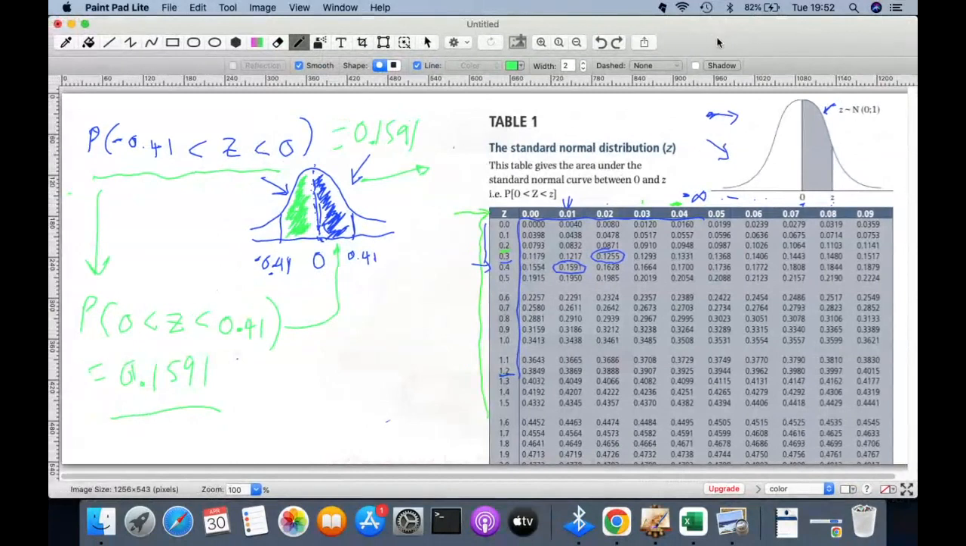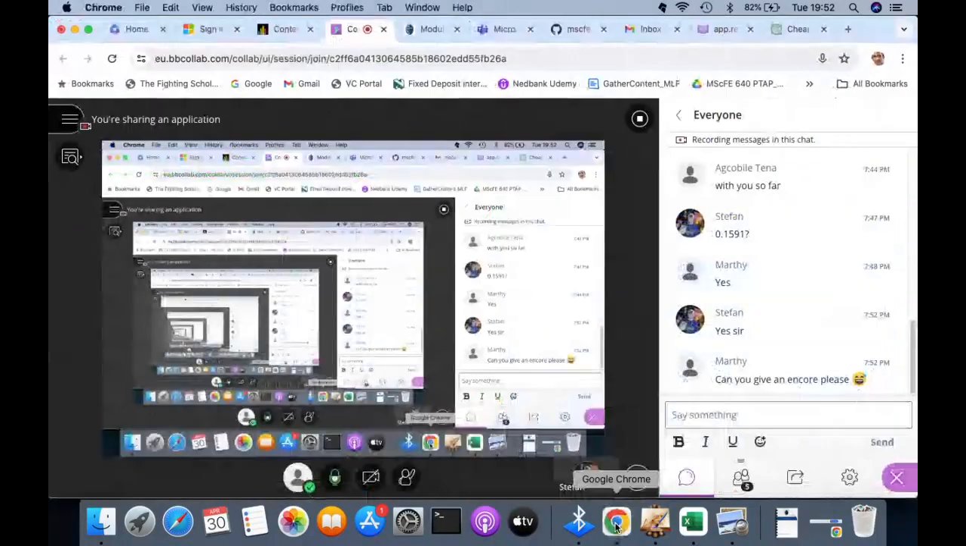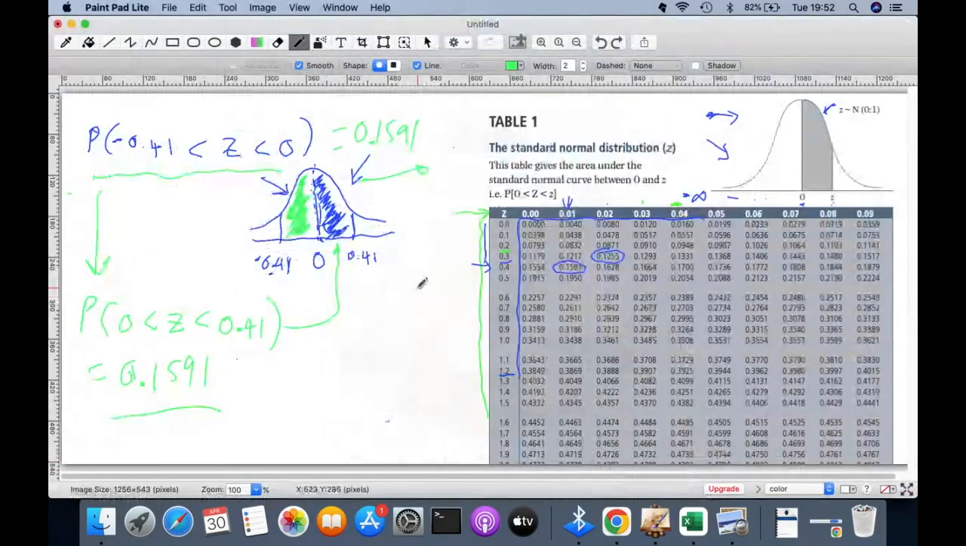You've pretty much become comfortable with working out probabilities for the normal distribution. Right, let me see a question. Give me a second.